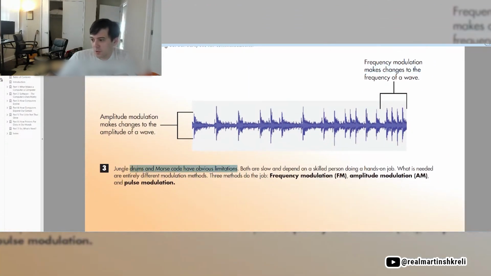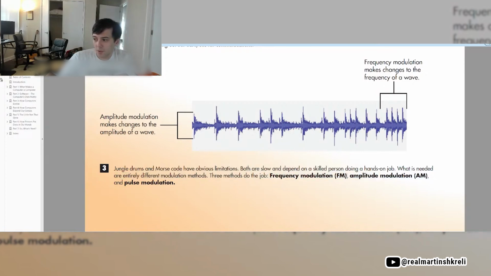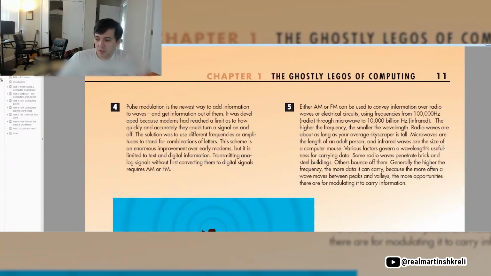Jungle drums and Morse code have obvious limitations. Both are slow and depend on a skilled person doing a hands-on job. What is needed are entirely different modulation methods. Three modulation methods do the job: FM, frequency modulation; AM, amplitude modulation; and pulse modulation.